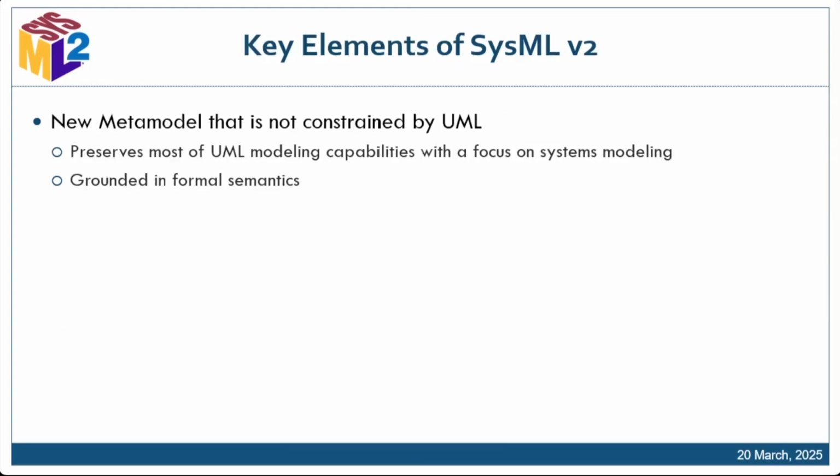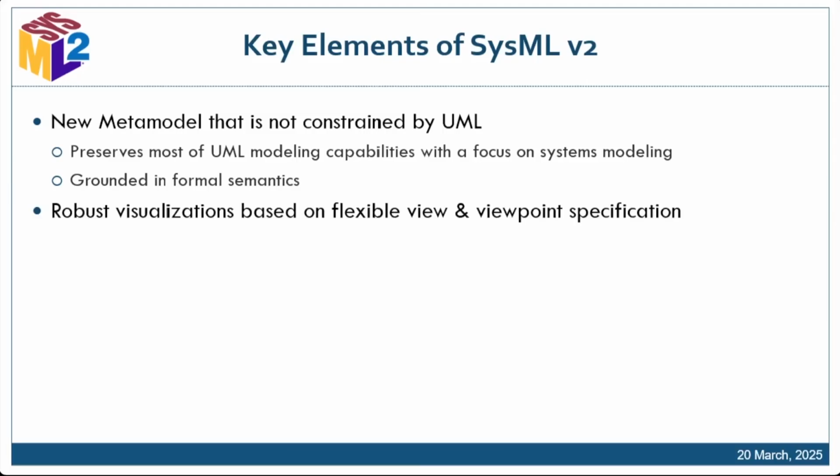So the key elements of V2: V1 was based on UML and the UML metamodel. Well, we didn't feel we could do what we needed to do with UML as the base metamodel. So we actually started over. That's why 7.25 years later, we're standing here, because we did a new metamodel, but we didn't throw away UML. We leveraged a lot of the concepts that were in UML, but this model was designed for system modeling. It's grounded in a formal semantics. It's just a much improved foundation.